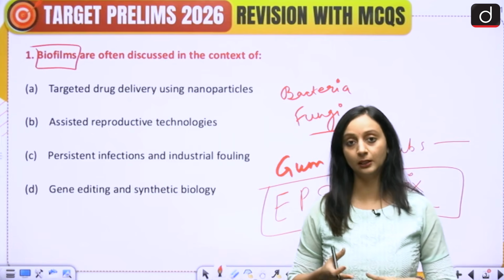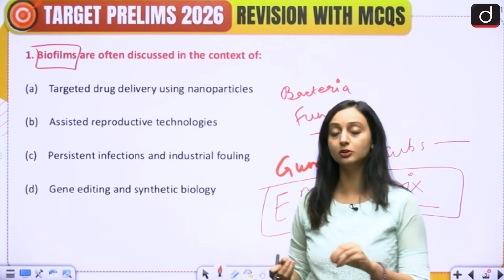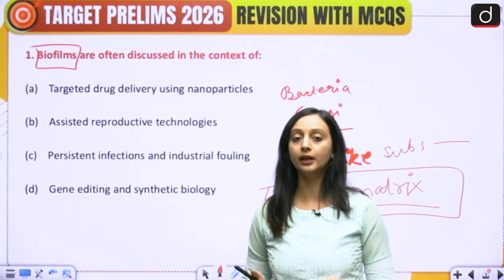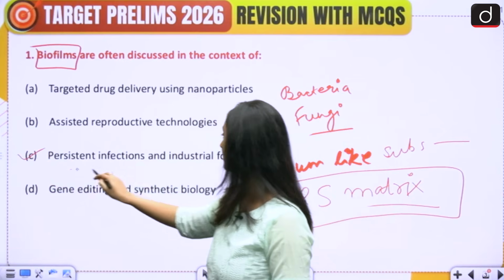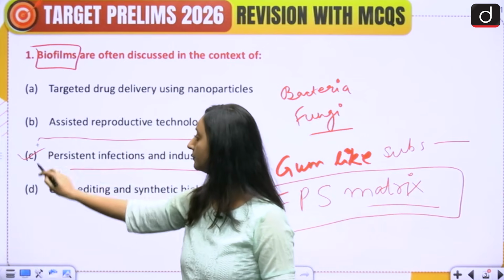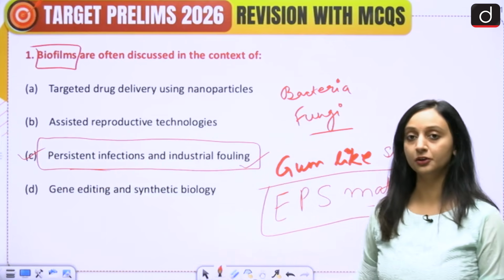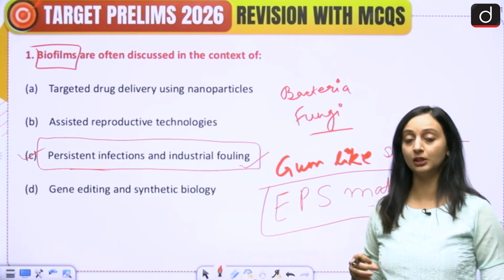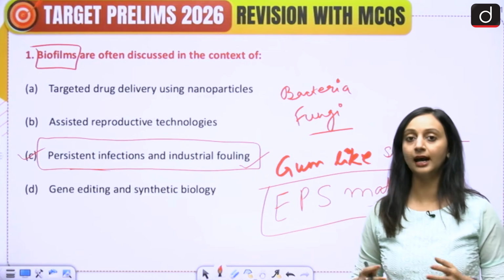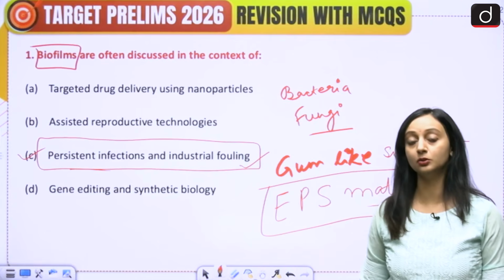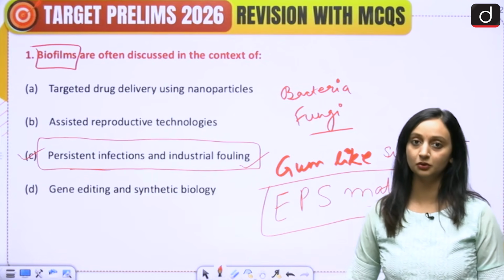If it gets on the teeth, there will be plaque. If it is getting on medical devices, clogging can happen. In industries also, clogging and fouling can happen. So what is this? It's persistent infection and industrial fouling. Biofilms are persistent infections and industrial fouling. They will give rise to infections also. They are persistent, thick films. They will stick together, and that will lead to diseases, infections, and also clogging of pipes and plaque in teeth and everything of that sort. Okay.